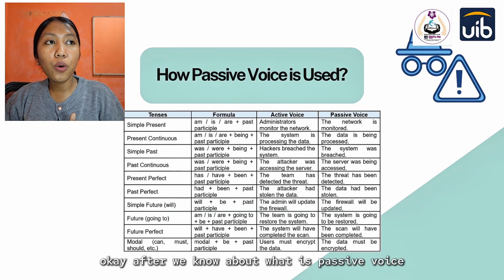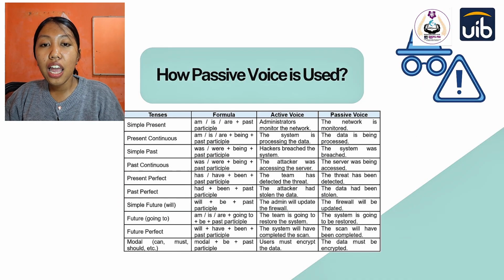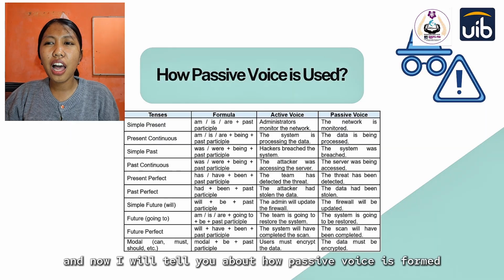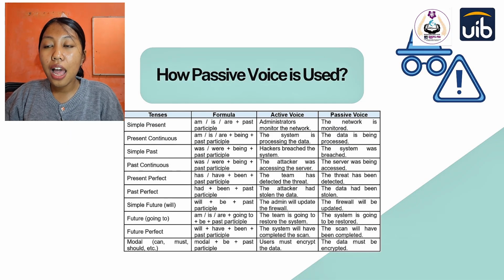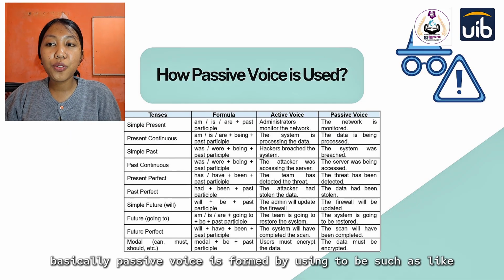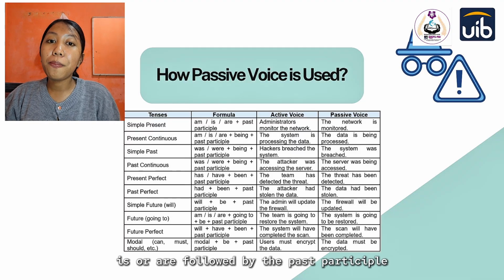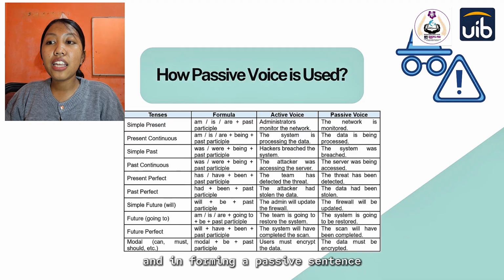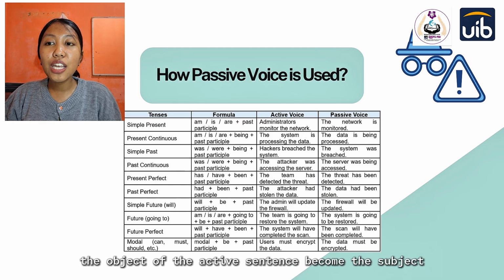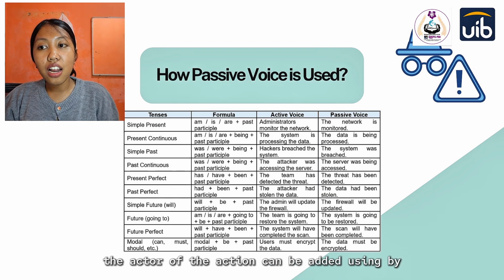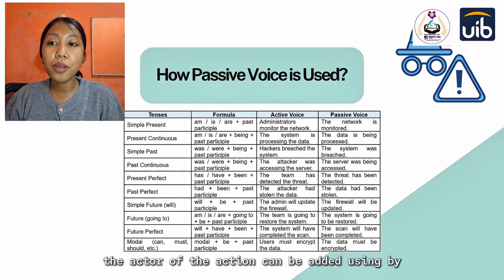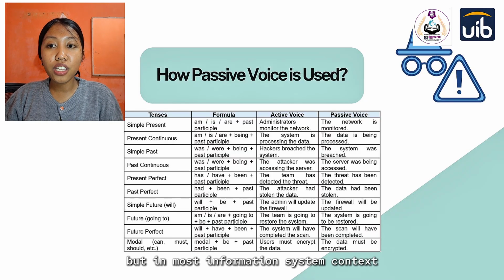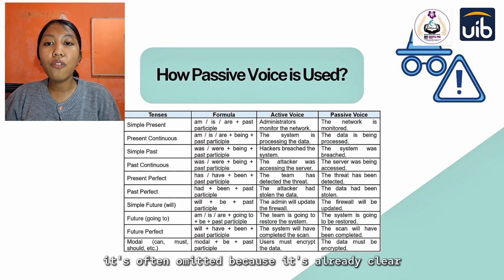After we know what passive voice is, now I will tell you how passive voice is formed. Basically, passive voice is formed by using to be, such as is or are, followed by the past participle. In forming a passive sentence, the object of the active sentence becomes the subject. The actor of the action can be added using by. But in most information system contexts, it's often omitted because it's already clear.